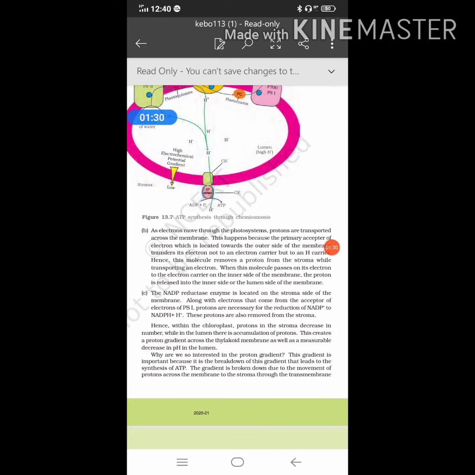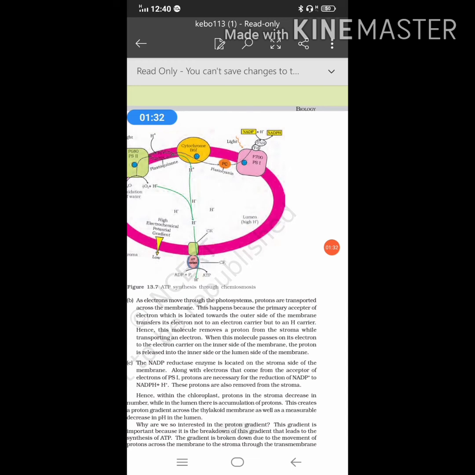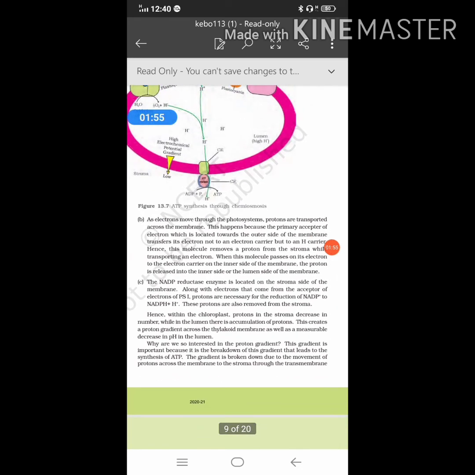And the third one explains the NADPH formation. Here you can see the NADPH formation, and that is occurring in the stroma portion. In the stroma, the protons are utilized by NADP. When NADP is reduced to NADPH, some amount of proton is also utilized. So that is explained in the third step. These are the three different steps explaining the accumulation of protons inside the lumen.